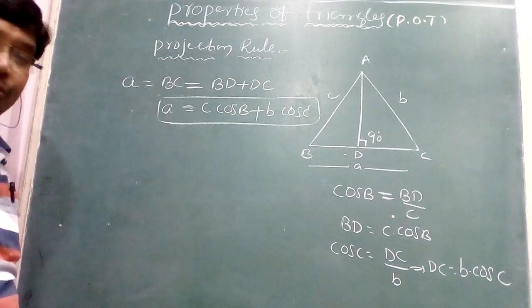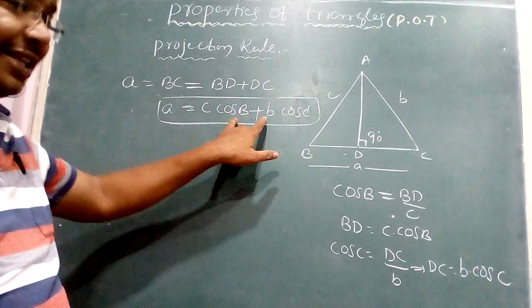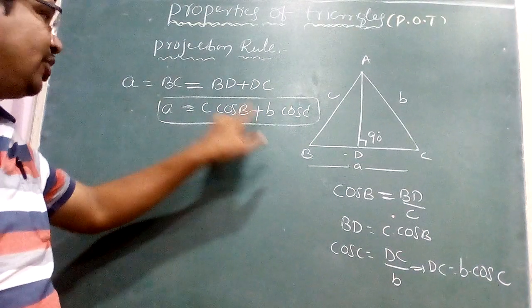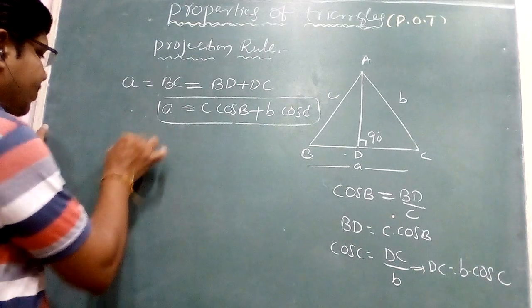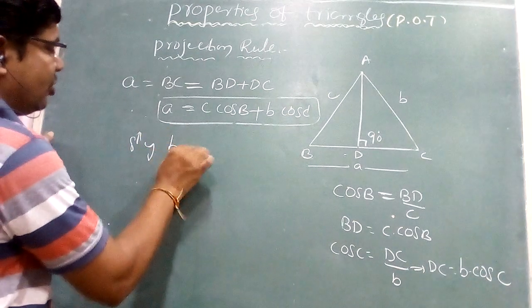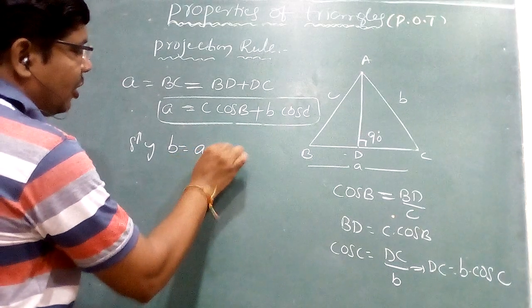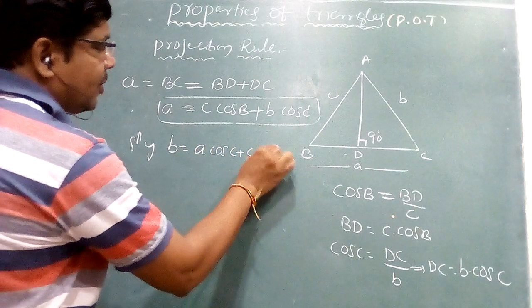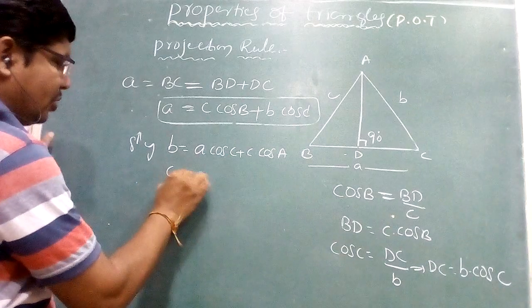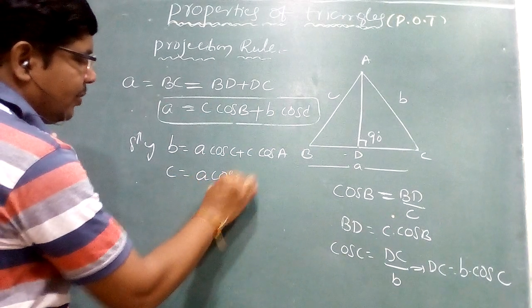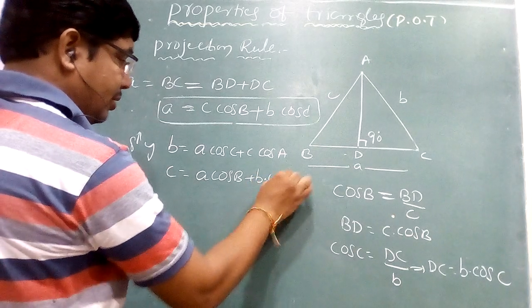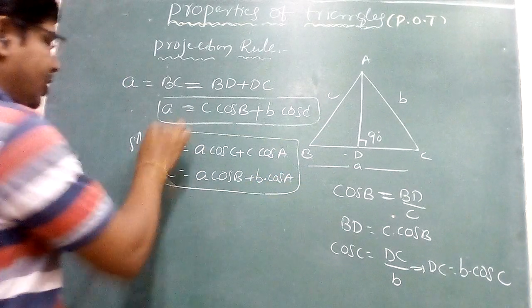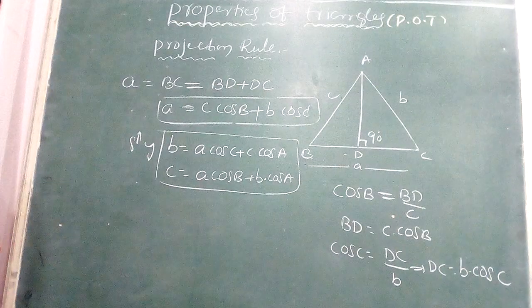If two sides and the corresponding angles are given and you want the third side, apply this formula. Next, similarly, small b is equal to a into cos C plus c into cos A. Small c is equal to a into cos B plus b into cos A. These three formulas are the projection rule formulas. And one more.